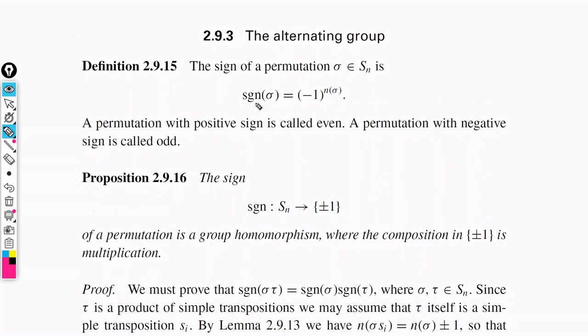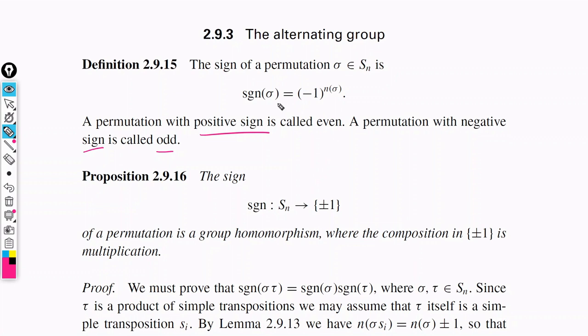Next we are going to define the sign of a permutation. The sign of a permutation is defined as minus 1 raised to n(sigma). A permutation with a positive sign is called even and with a negative sign is called odd. So it is clear that this sign function has only two possible values, 1 and minus 1. It is clear that this is a group.